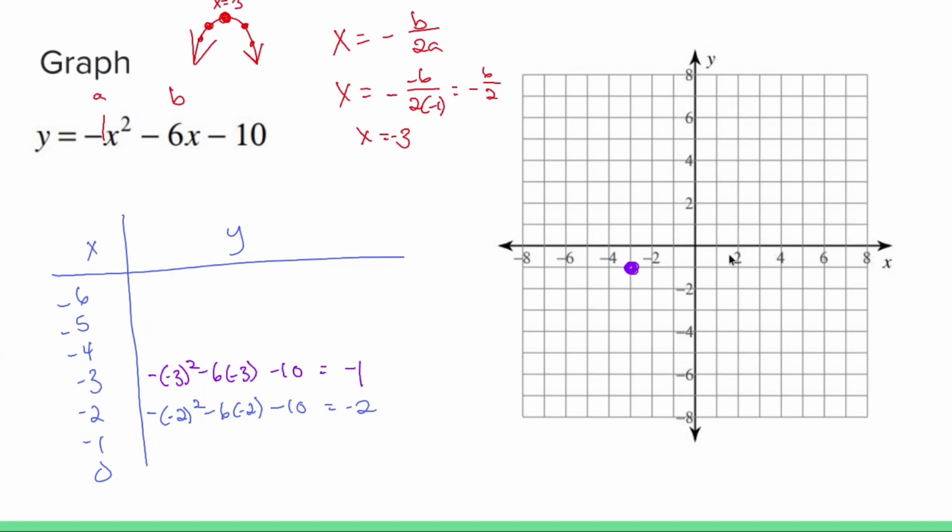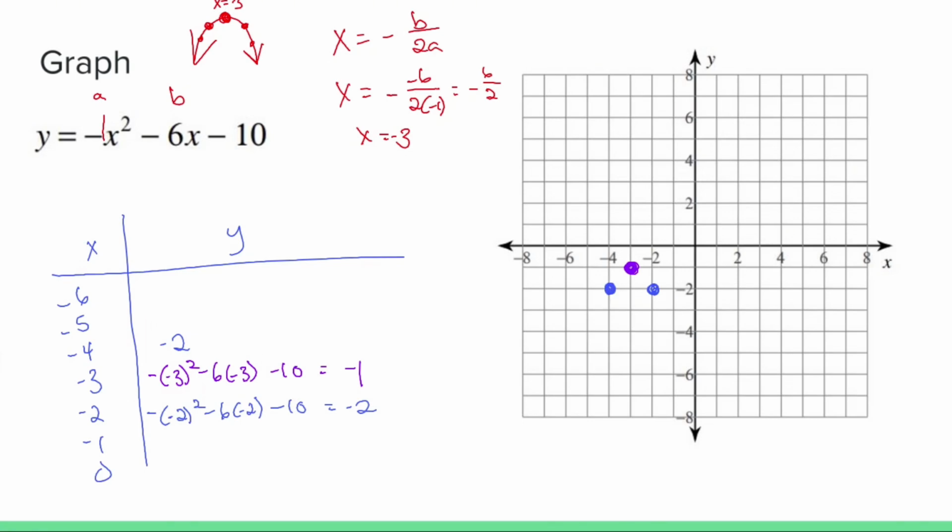So when I plug in negative 2, I get negative 2, which means, since this is the very tippy top, this is going to go like this. So if I plug in negative 4, I also get negative 2, so we're not going to overthink it. We're just going to put our dots over there.